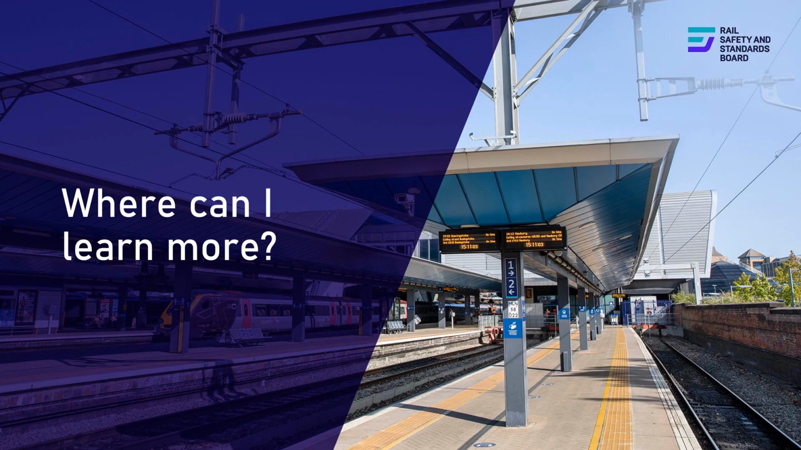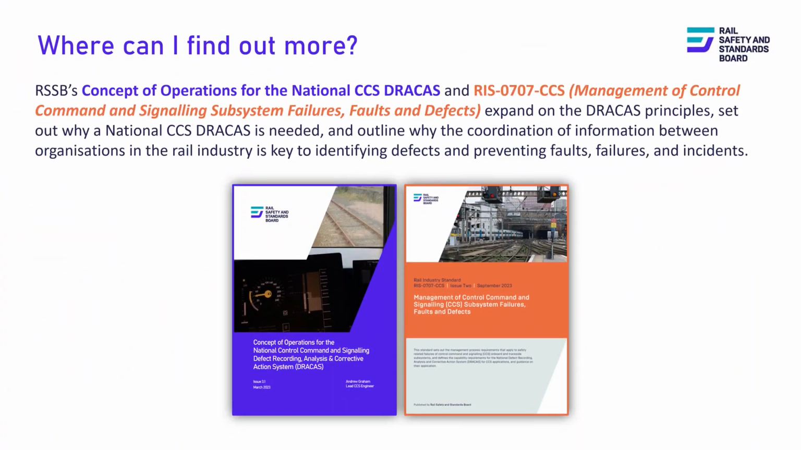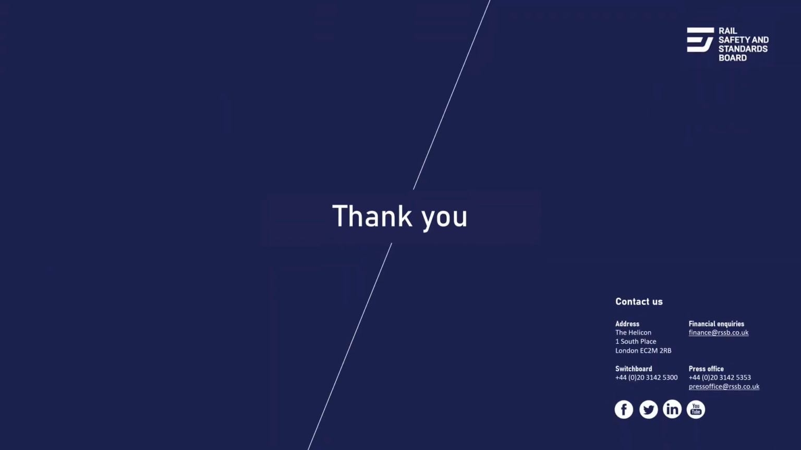Where can I learn more? The RSSB's Concept of Operations for the National CCS DRACAS and RIS-0707-CCS, the Management of Control, Command and Signalling Subsystem Failures, Faults and Defects, expand on the DRACAS principles, set out why a national CCS DRACAS is needed, and outline why the coordination of information between organisations in the rail industry is key to identifying defects and preventing faults, failures and incidents. Thank you for listening.